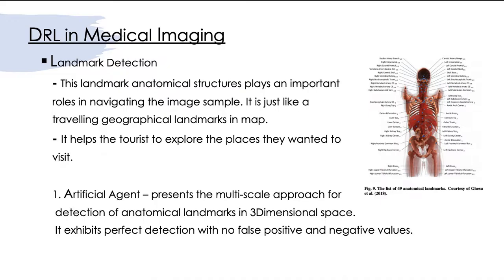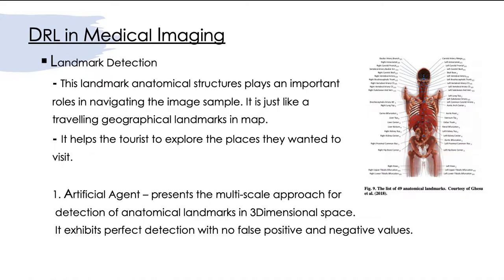The first application I'm going to discuss in DRL and medical imaging is landmark detection. What is landmark detection? These are anatomical structures of the body, as in the picture I have shown here, and they play a very important role in navigating the image samples. It's like when you're traveling, you have geographical landmarks and maps, like Google Maps, that you use to explore the area. It is similar in landmark detection. So this is used for exploring the image sample.